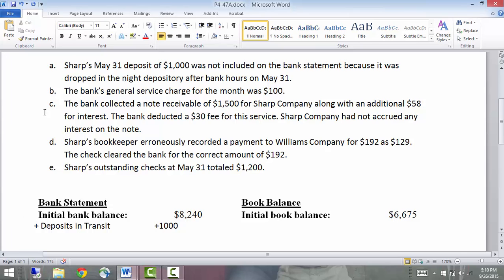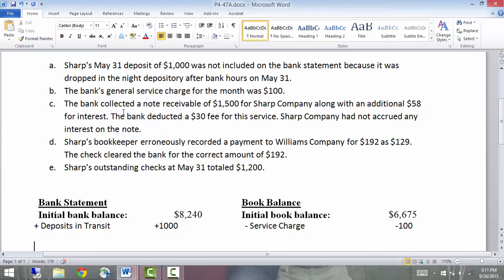And then Part B, the bank's general service charge for the month was $100. The bank's service charge. So that would have been reflected on our bank statement. The bank knew about that, but we had not adjusted our books for that. So it's not going to be in our book balance. We're going to have to subtract that out. Service charge. Okay.